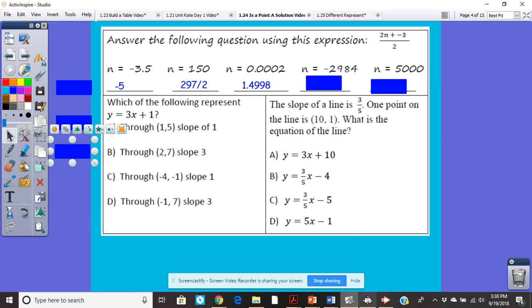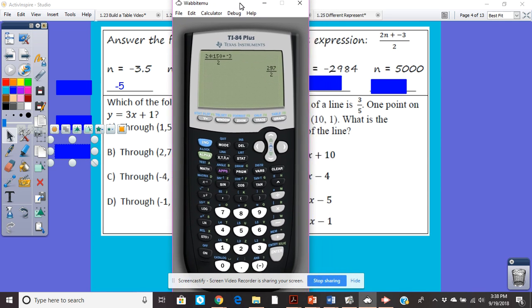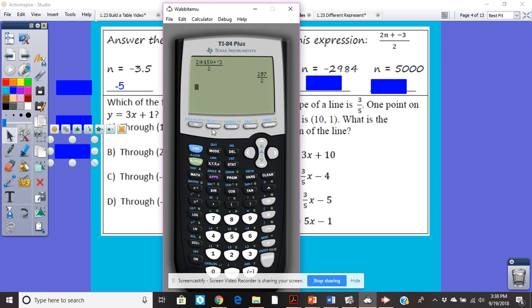We can do the same thing with this one, -2,984. Instead of typing this whole thing in again, if you push second enter, it'll bring up your equation. And so you can just go in here and plug in -2984 and then plus a -3. And that keeps you from having to push so many buttons. Where's my error at? Oh, I didn't put my multiplication in there. So again, second enter, I need a multiplication sign right there.